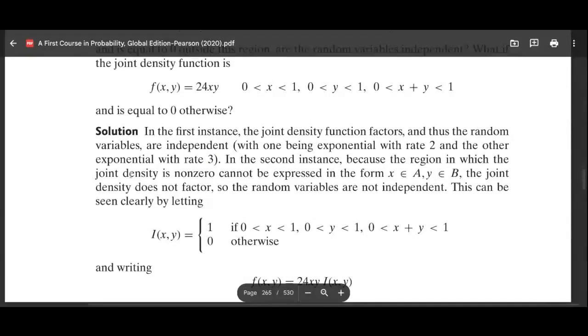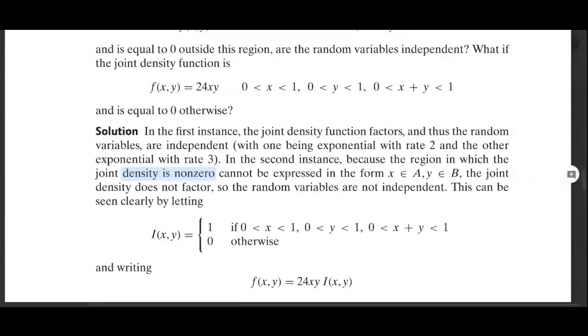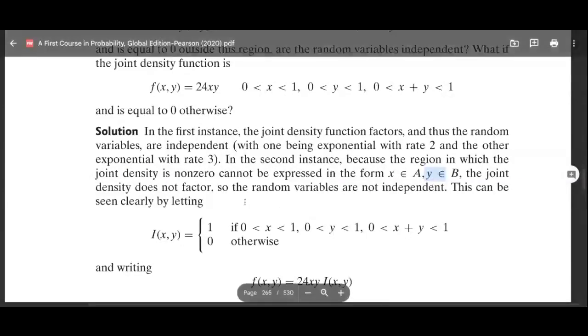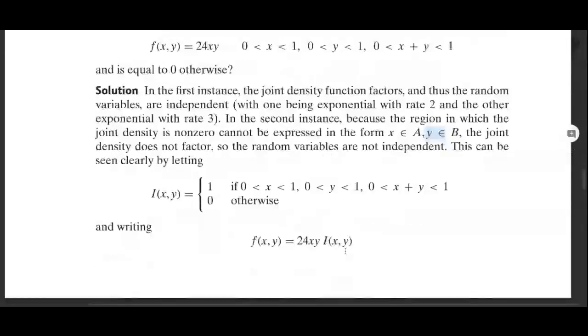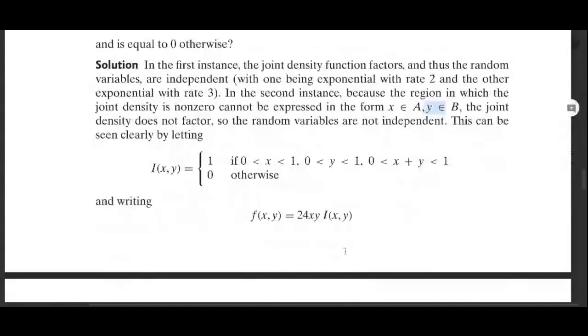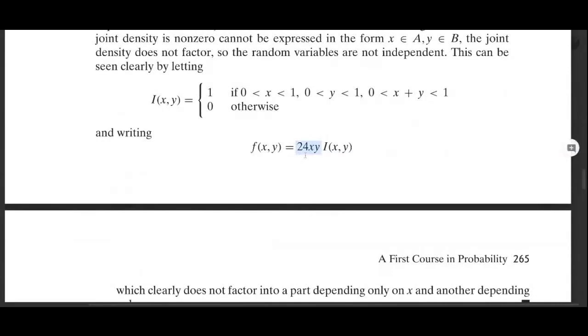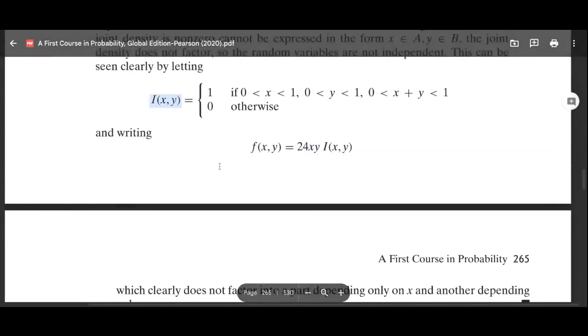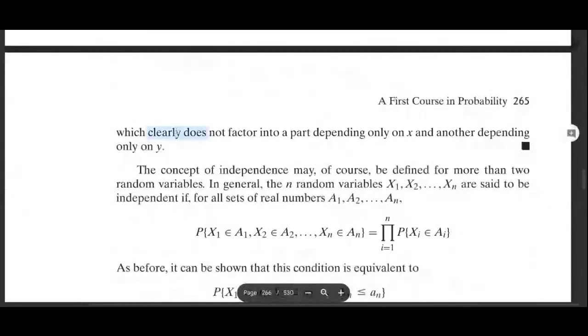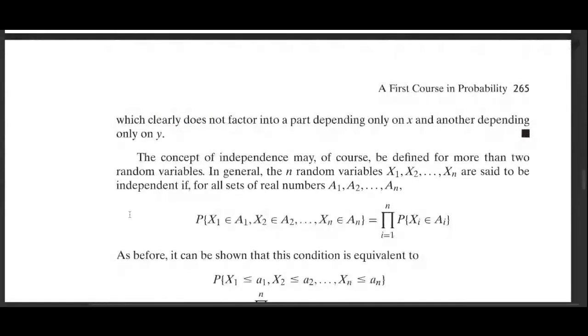In the second part, because the region in which the joint density is non-zero cannot be expressed in the form x in A, y in B, the joint density does not factor, so the random variables are not independent. So the density function can be represented as 20xy times this, which clearly does not factor into a part depending only on x and another depending only on y. That is true.